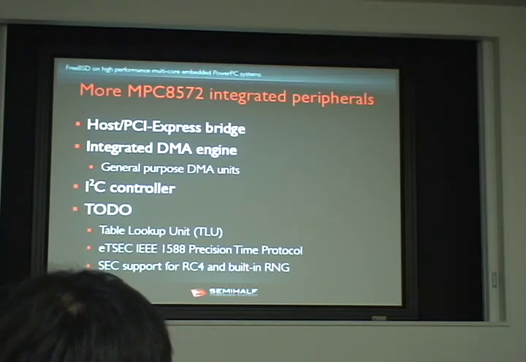Also, the Ethernet controller has the precision time protocol hardware support. It can be utilized. There isn't currently any framework for this in the FreeBSD kernel, but this can be a starting point for bringing the framework. Regarding the security engine, a couple of algorithms are still to be supported, like the RC4 stream cipher and the built-in RNG.